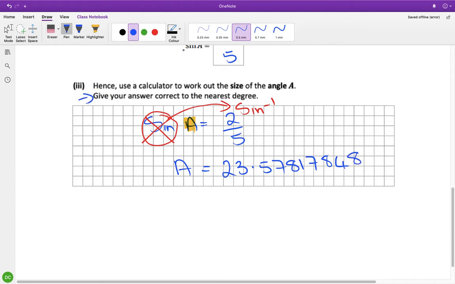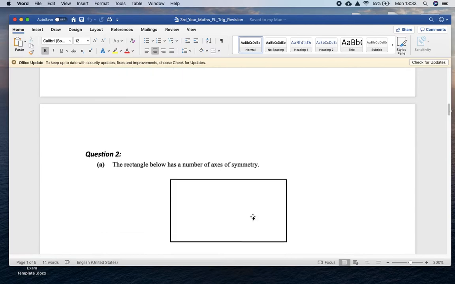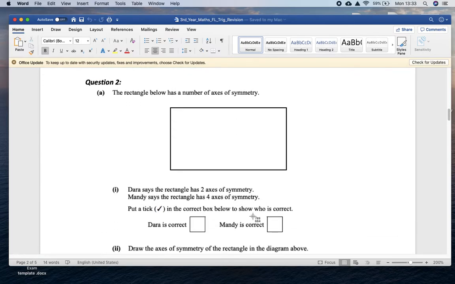Question says, give your answer correct to the nearest degree. So the nearest degree means I stop there and look at the next number, which is a 5. The 5 is big enough to push that number up. So it won't stay 23, it'll become 24 degrees. So that's question 1. Question 2.